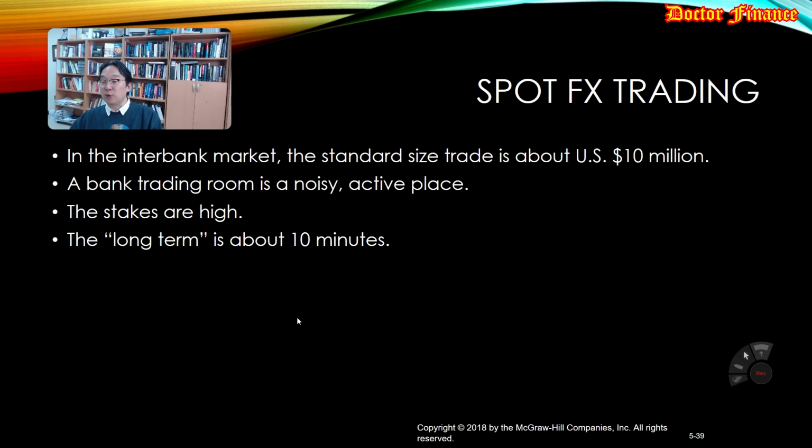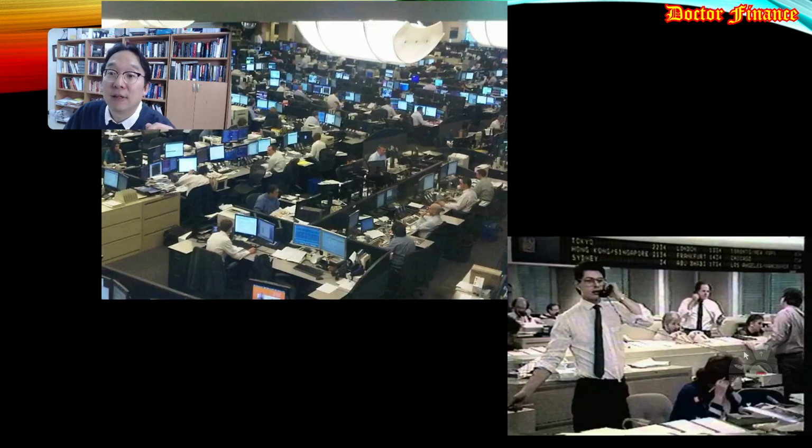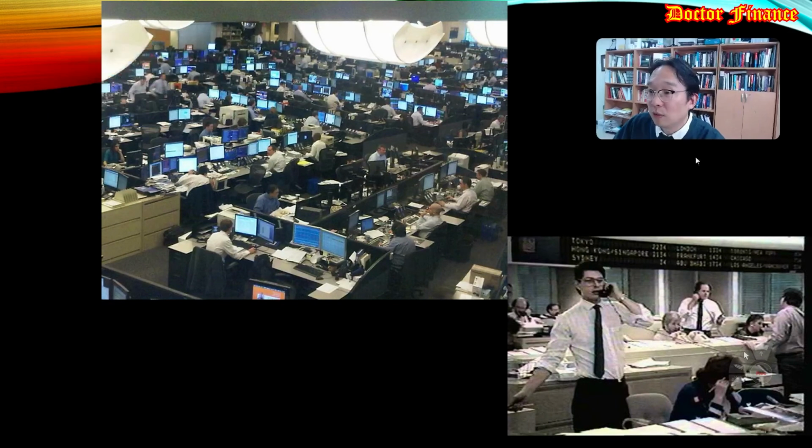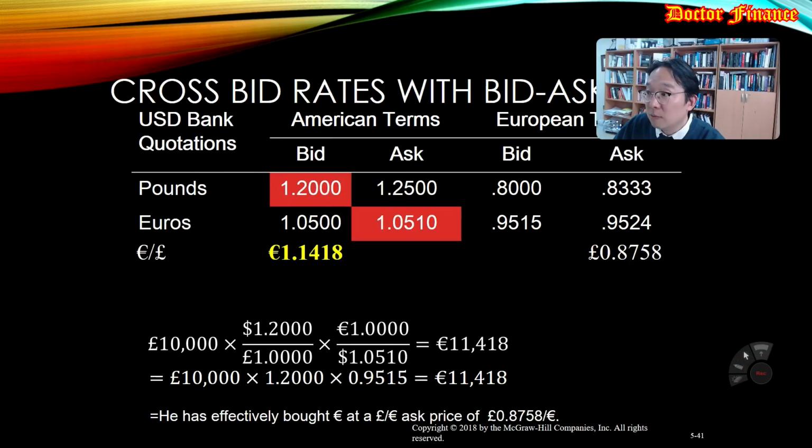Spot FX trading in the interbank market, the standard size trade is about 10 million US dollars, right? That's the interbank level. You're playing with the big boys now. The bank trading room is a noisy, active place, and the stakes are high. The trade takes about 10 minutes in practice. Now, the trading room, I told you before, used to be call-based. Now it's machine-based.